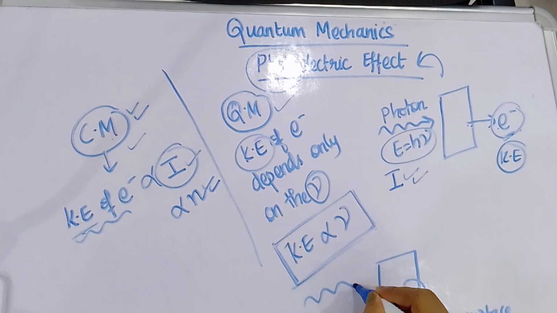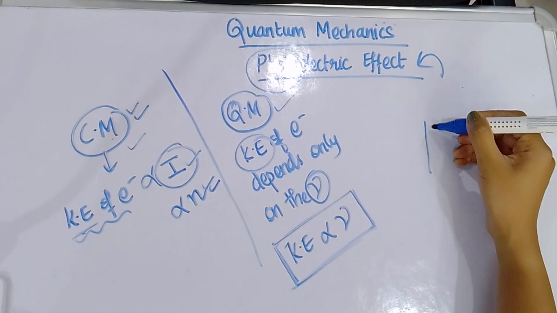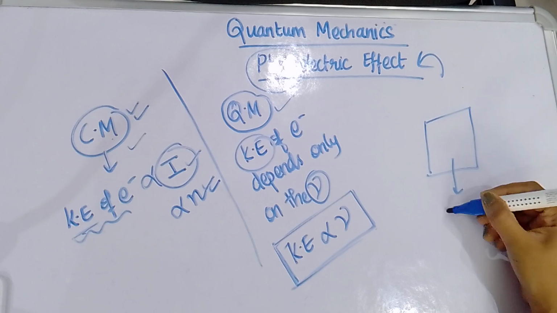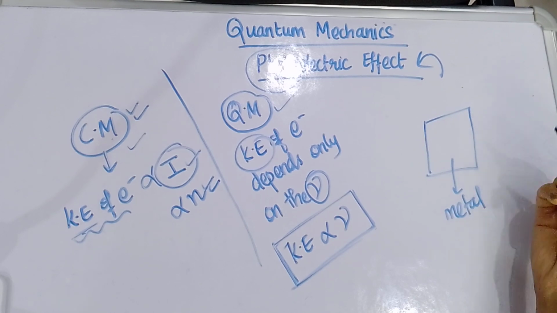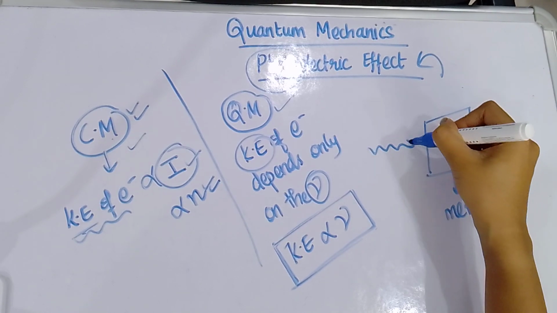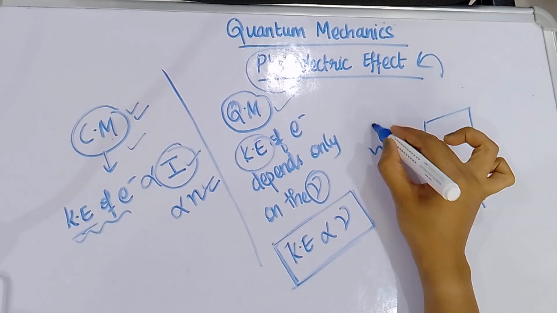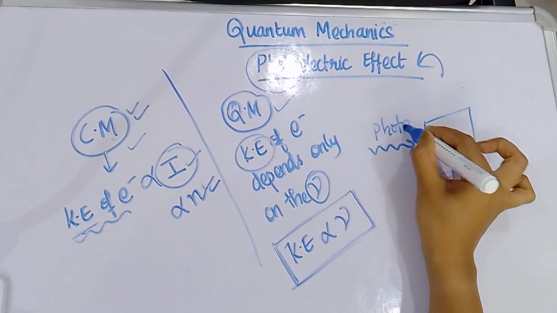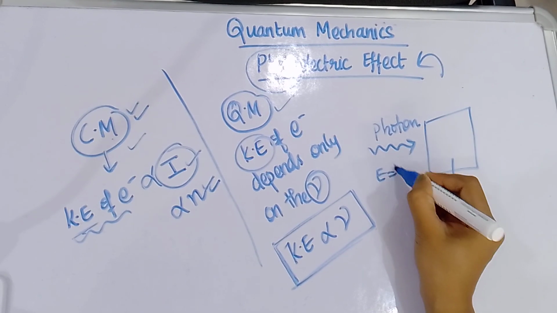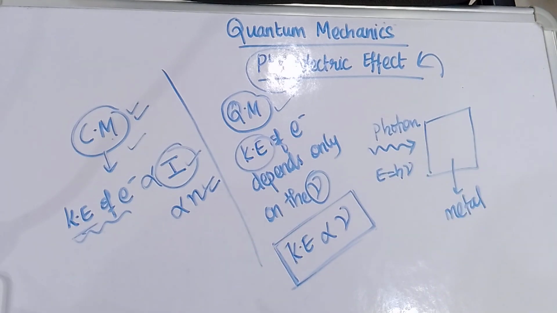Now this is a photon coming. This is your photon. What is the energy of the photon? h nu, right? Let me draw it again. So this is the metal surface, and this is the incident photon, and the photon has energy E equal to h nu. The frequency of the photon is nu.